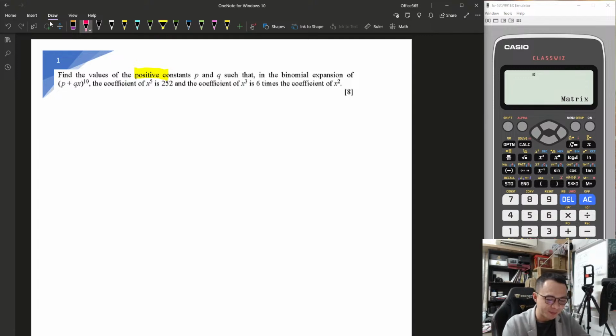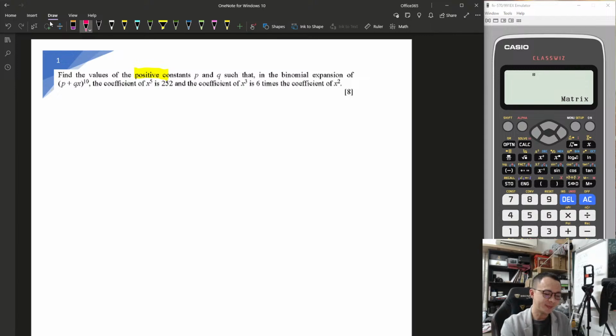Okay, so it says in the binomial expansion of (p + qx) to the power of 10, the coefficient of x to the power of 5 is 252, and the coefficient of x to the power of 3 is 6 times the coefficient of x to the power of 2.